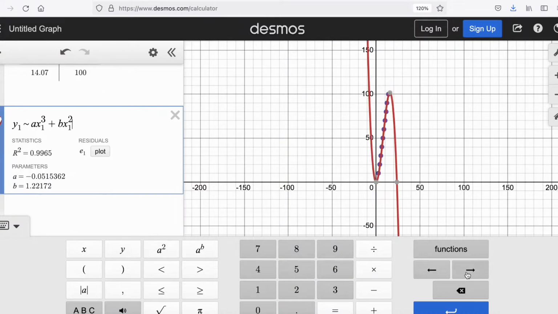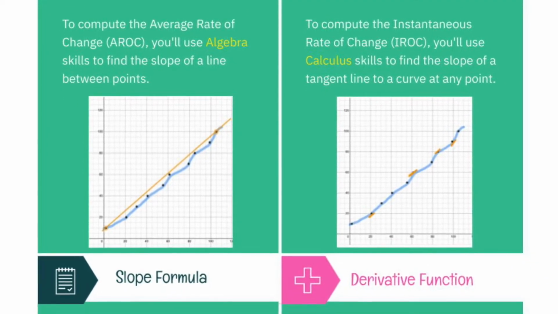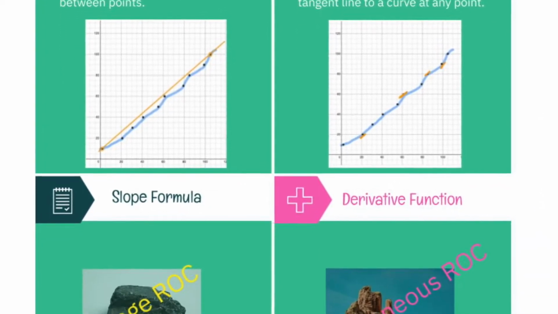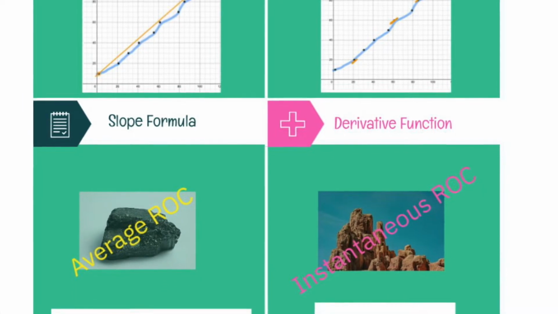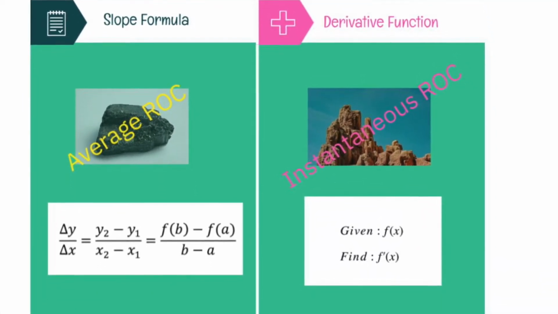equation of best fit for your position function. We'll then use algebra to determine the average velocity of the runner, and we'll use calculus to determine the instantaneous velocity at different points throughout the run.